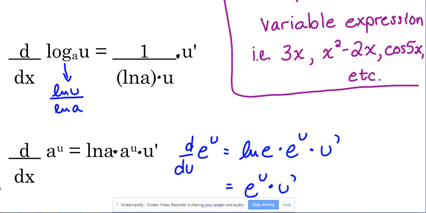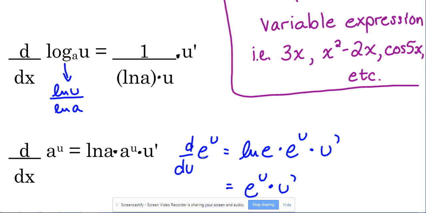And then what if we have an exponential that is not e to the x, okay? What if it's 2 to the x or 5 to the x or something like that? So here's what its derivative looks like. The natural log of a, the natural log of the base, times the exponential. So we still have that idea of it being its own derivative, times the derivative of the exponent.